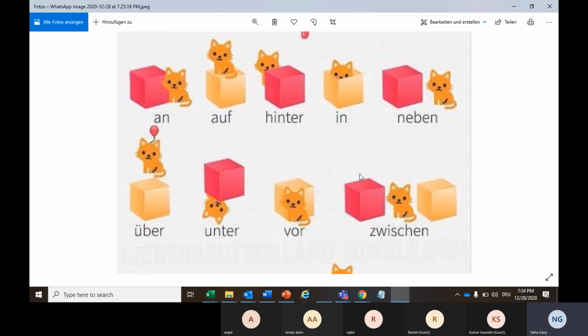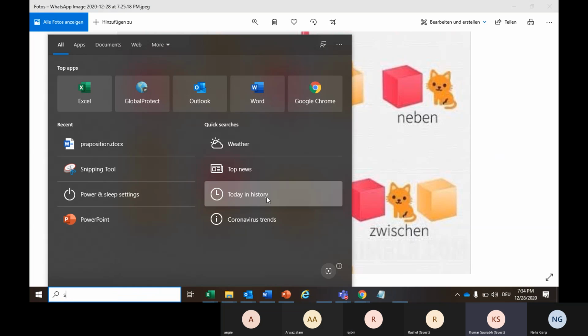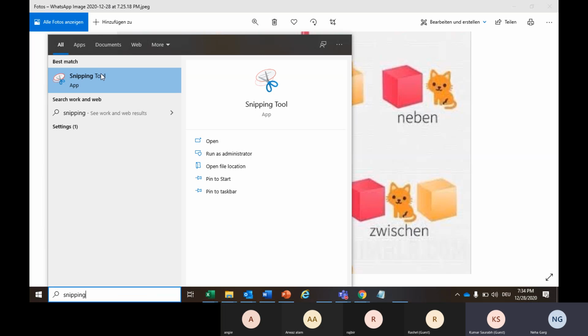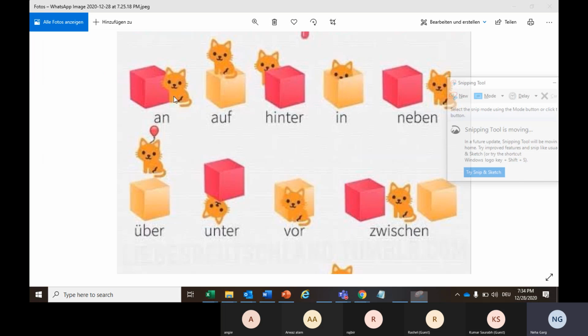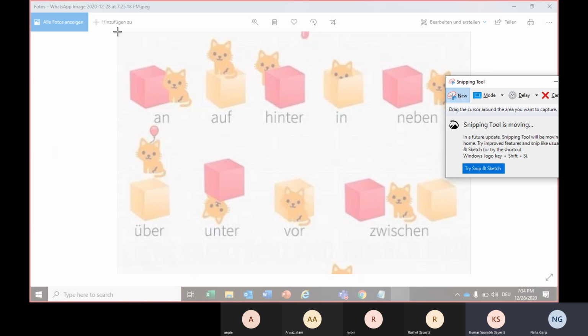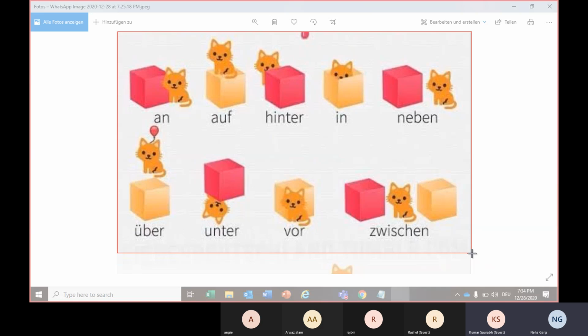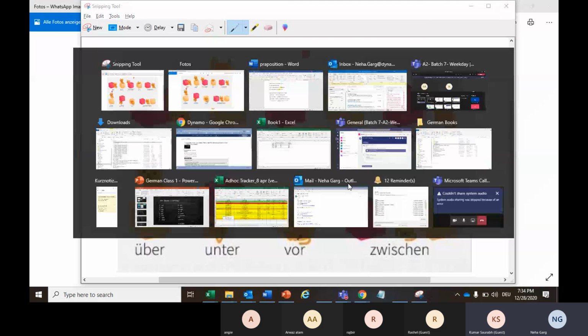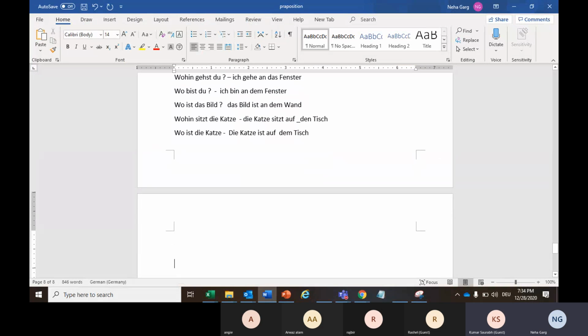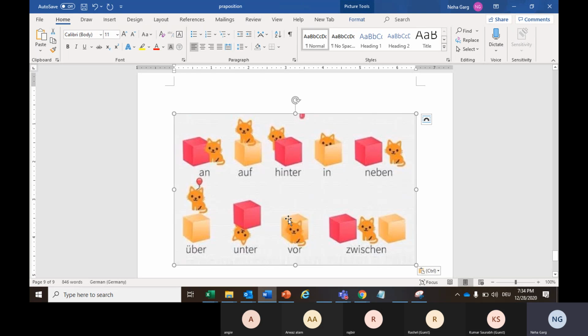Any confusion in this one? Okay. Paste this picture also into the sheet. We'll do some practice work here.